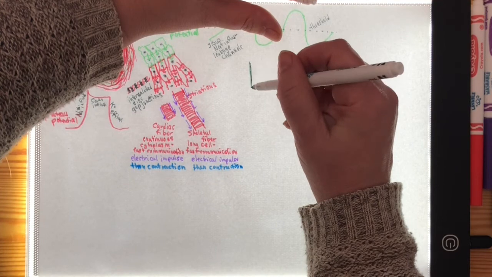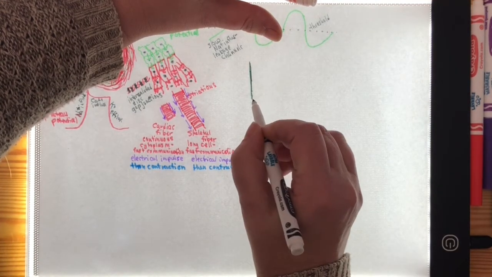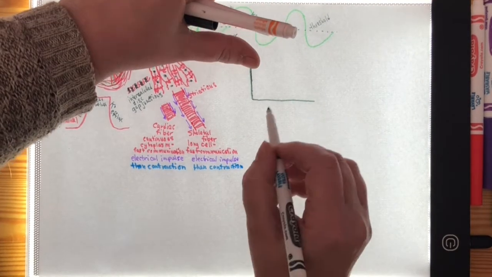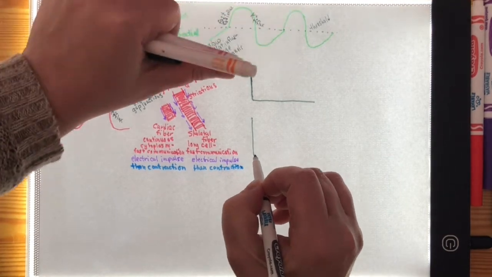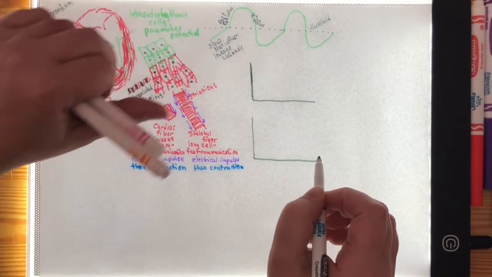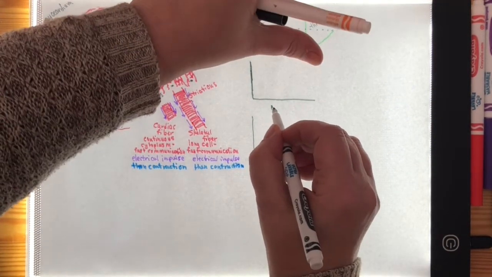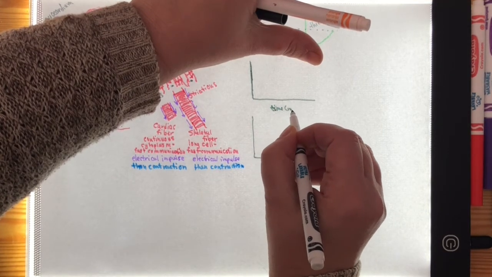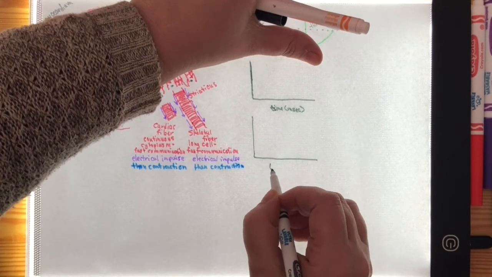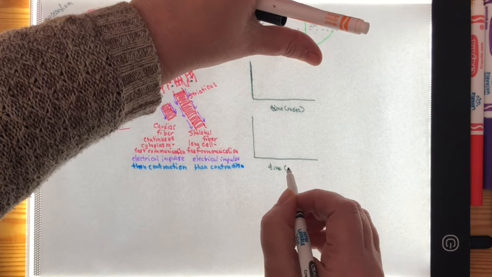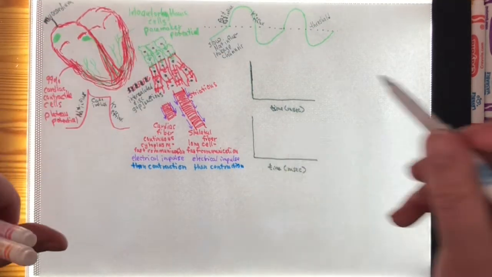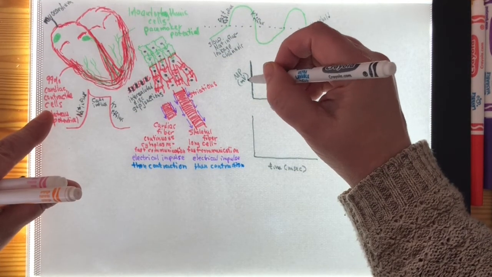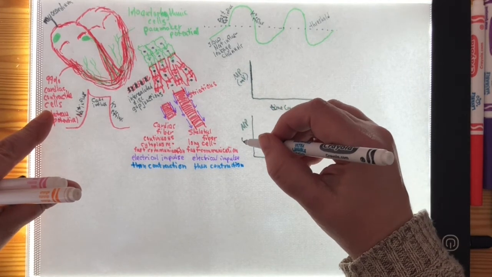So now that we've drawn a sketch that shows how it works at a cellular level, now we want to actually show the trace. We want to show the electrical impulse in an XY axis. On the x-axis, we're going to be drawing time in milliseconds. And on the y-axis, we're going to draw membrane potential in millivolts.